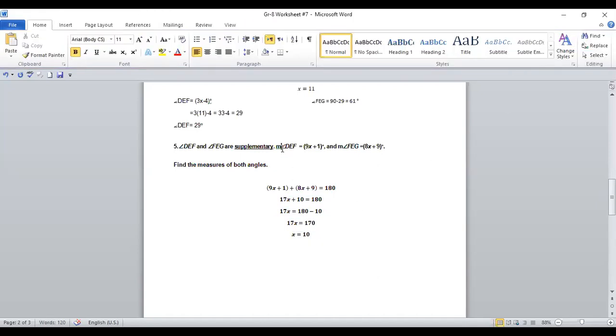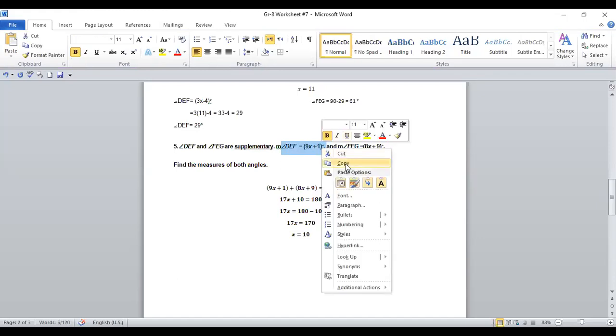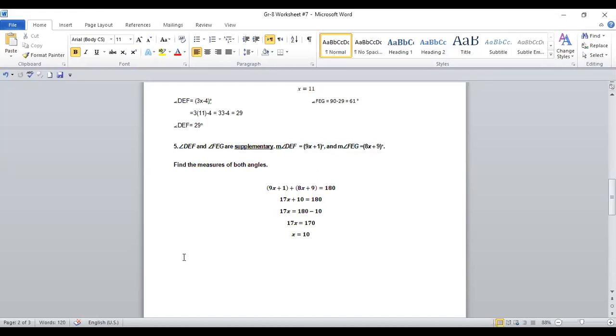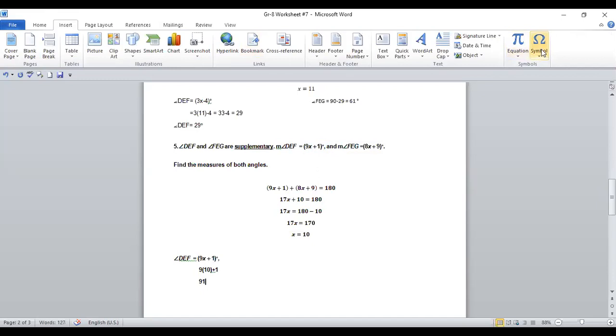So all what I'm going to do is replace the value of x with 10 when I want to find angle DEF. Okay, so the next step is 9 multiplied by 10 plus 1. So 9 multiplied by 10 is 90. 90 plus 1 is going to give you 91 degrees. So angle DEF is 91 degrees.